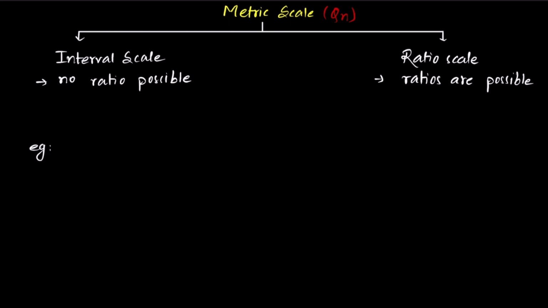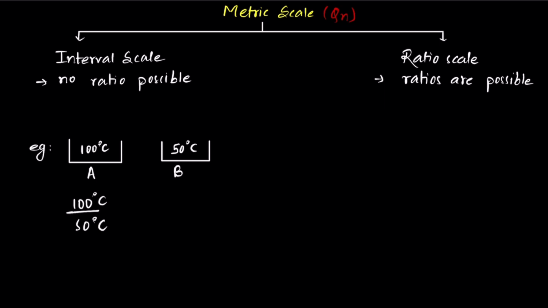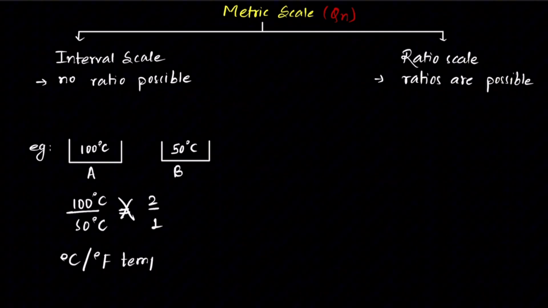So let's say you have a bucket of water that is 100 degrees Celsius and another bucket of water that is 50 degrees Celsius. At this condition, you cannot say that bucket A is twice as hot as bucket B. You can't provide a ratio in between the two temperatures. You can't say 100 degrees Celsius by 50 degrees Celsius equals to 2:1. This is not possible. So examples would be degree Celsius and degree Fahrenheit temperature.